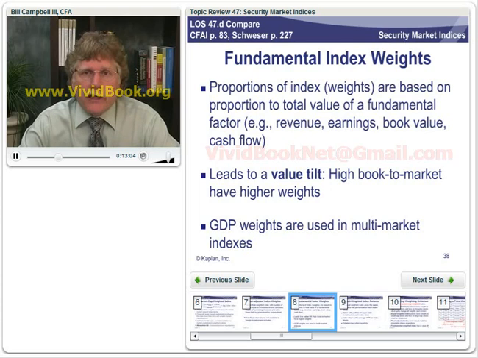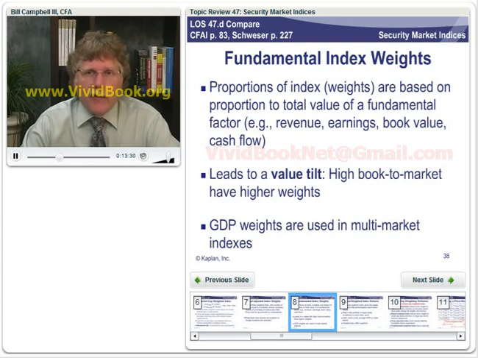Fundamental index weights tend to have a value tilt. That is, companies with high book-to-market price ratios will have a higher relative revenue or relative earnings or relative book value, and therefore have higher weights than companies with a low book-to-market ratio. So it tends to be tilted more toward value stocks.